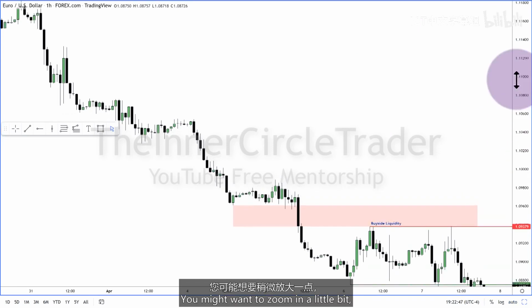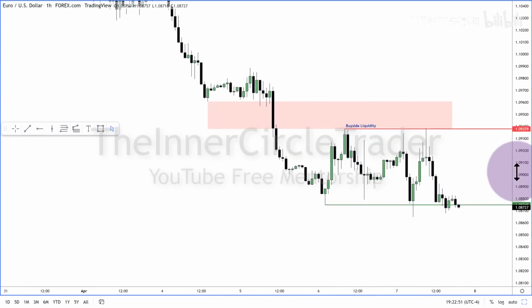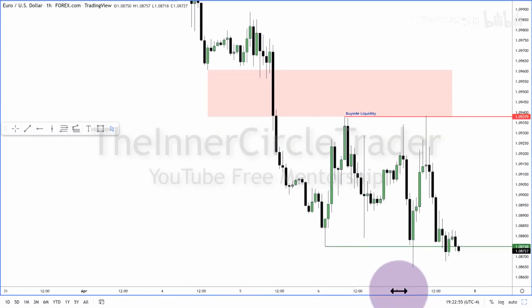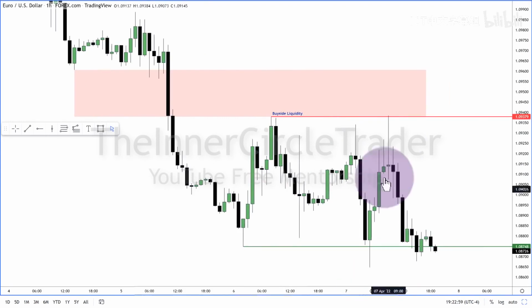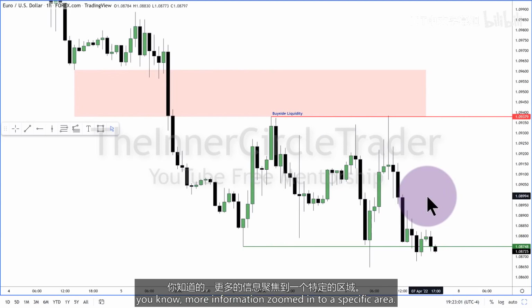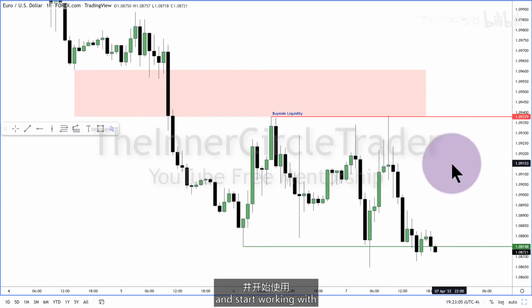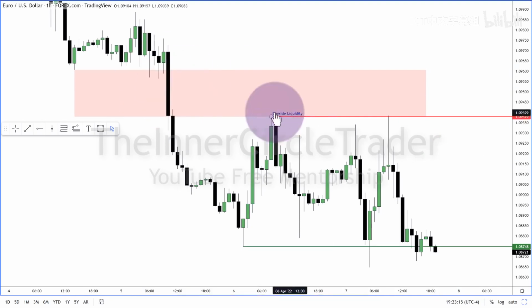Okay. You might want to zoom in a little bit, make the chart a little bit more aesthetically pleasing. Having something like that, more information zoomed in to a specific area. And then simply go in and start working with the 15-minute time frame, because this is all I would do with the hourly chart, because the frame of reference is that daily fair value gap.